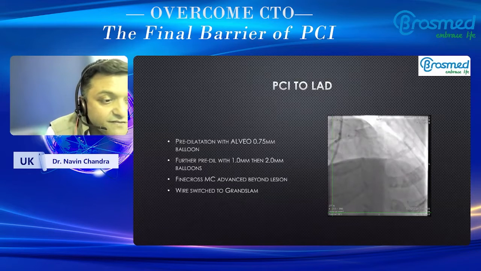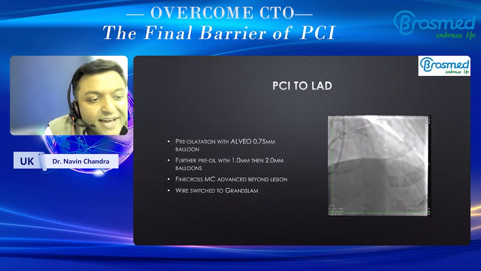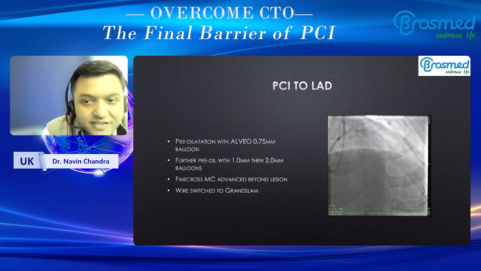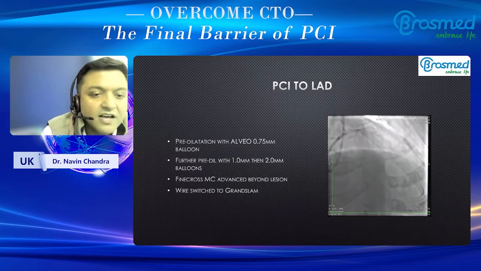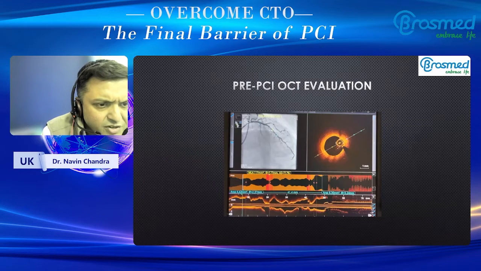After that, we were able to further predilate sequentially with a 1 millimeter, then a 2 millimeter balloon. And now we were able to deliver our Fine Cross microcatheter into the distal vessel and switch out to a supportive wire. We switched out to a Grand Slam in this case.